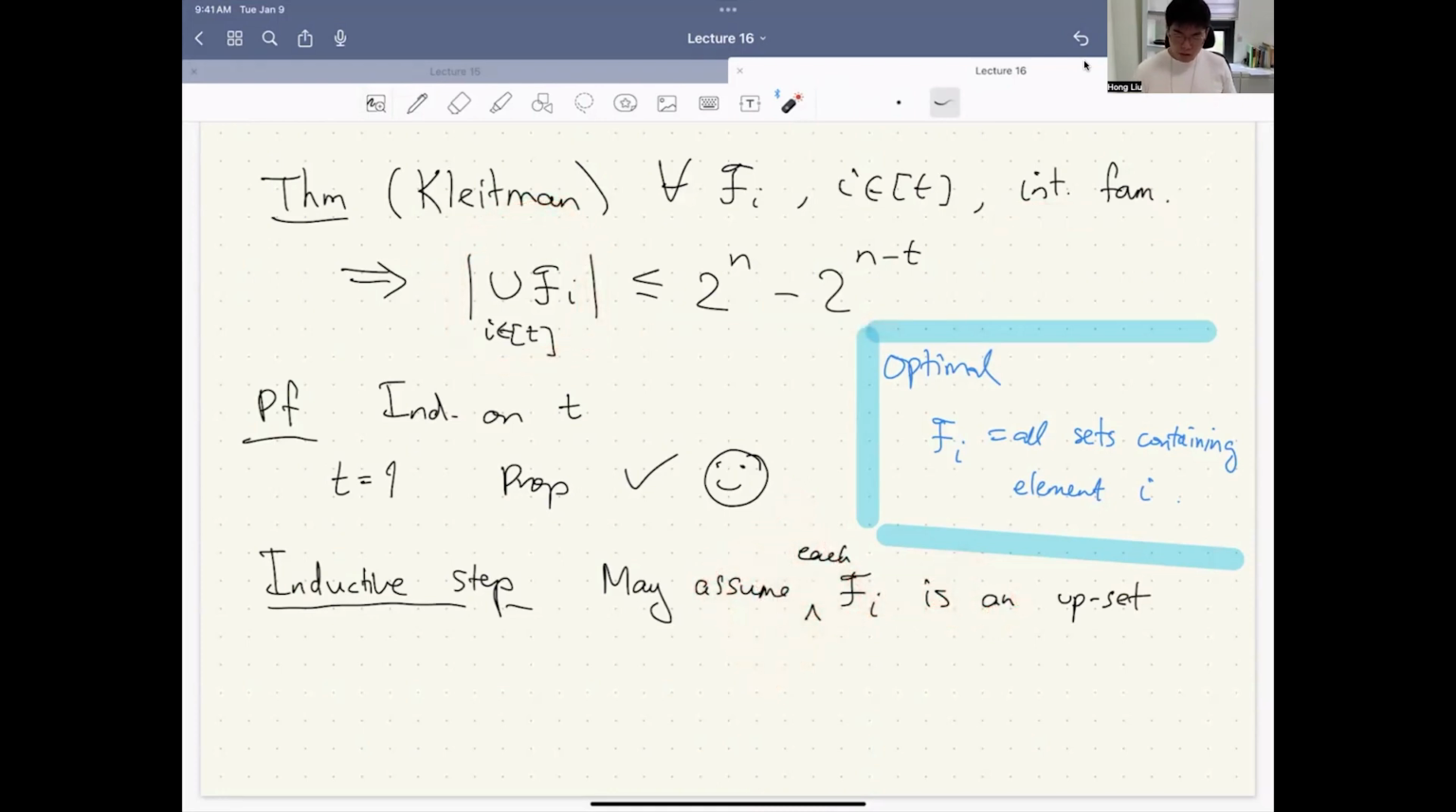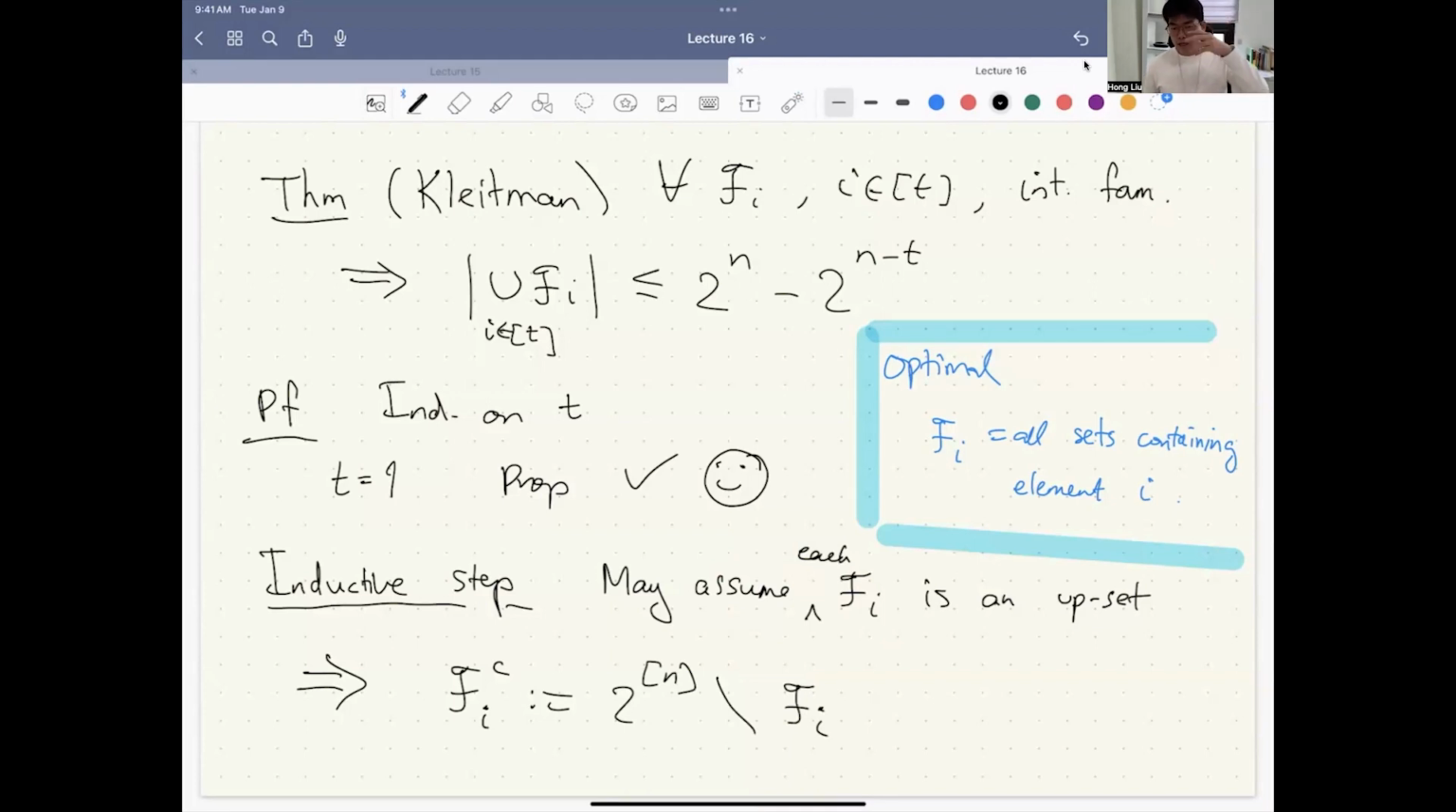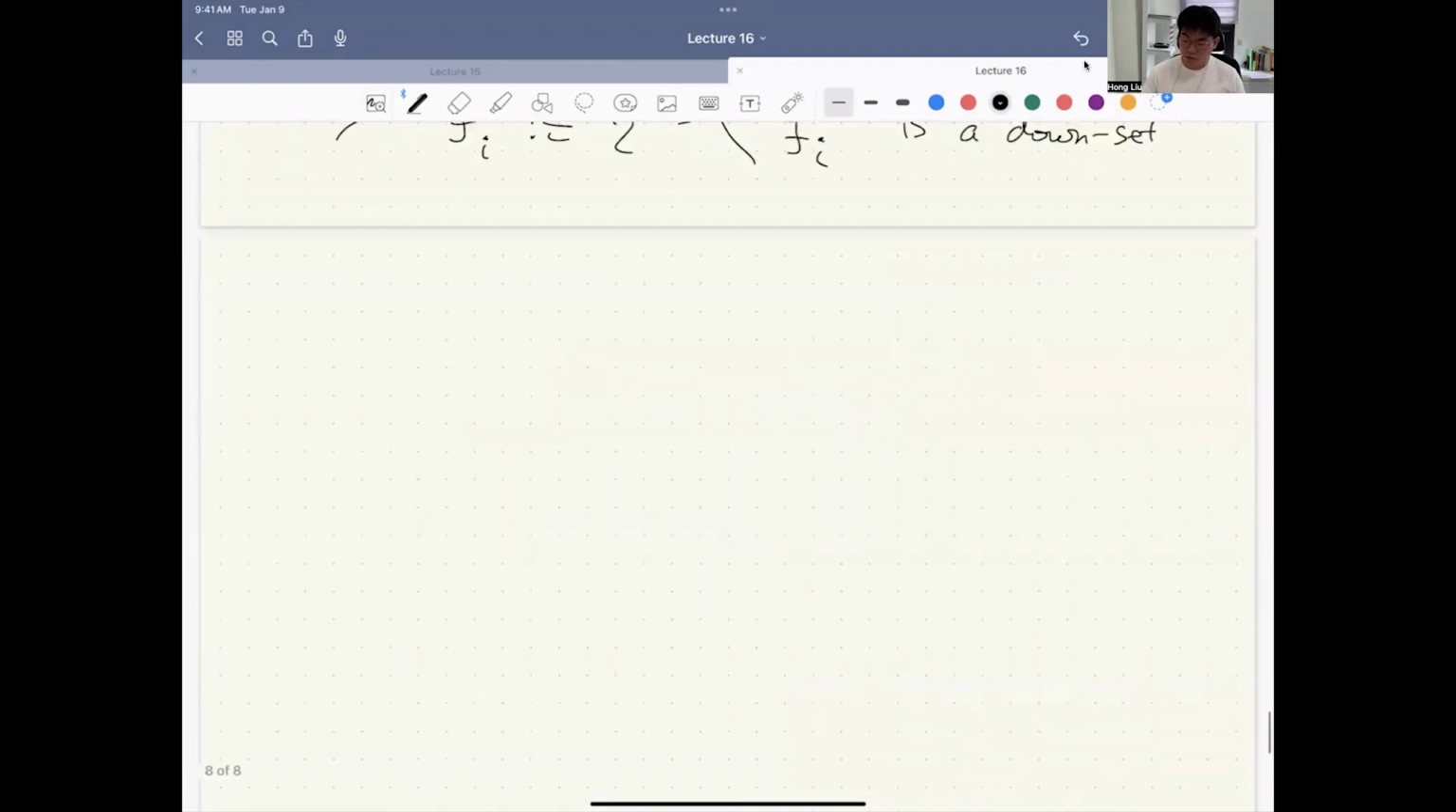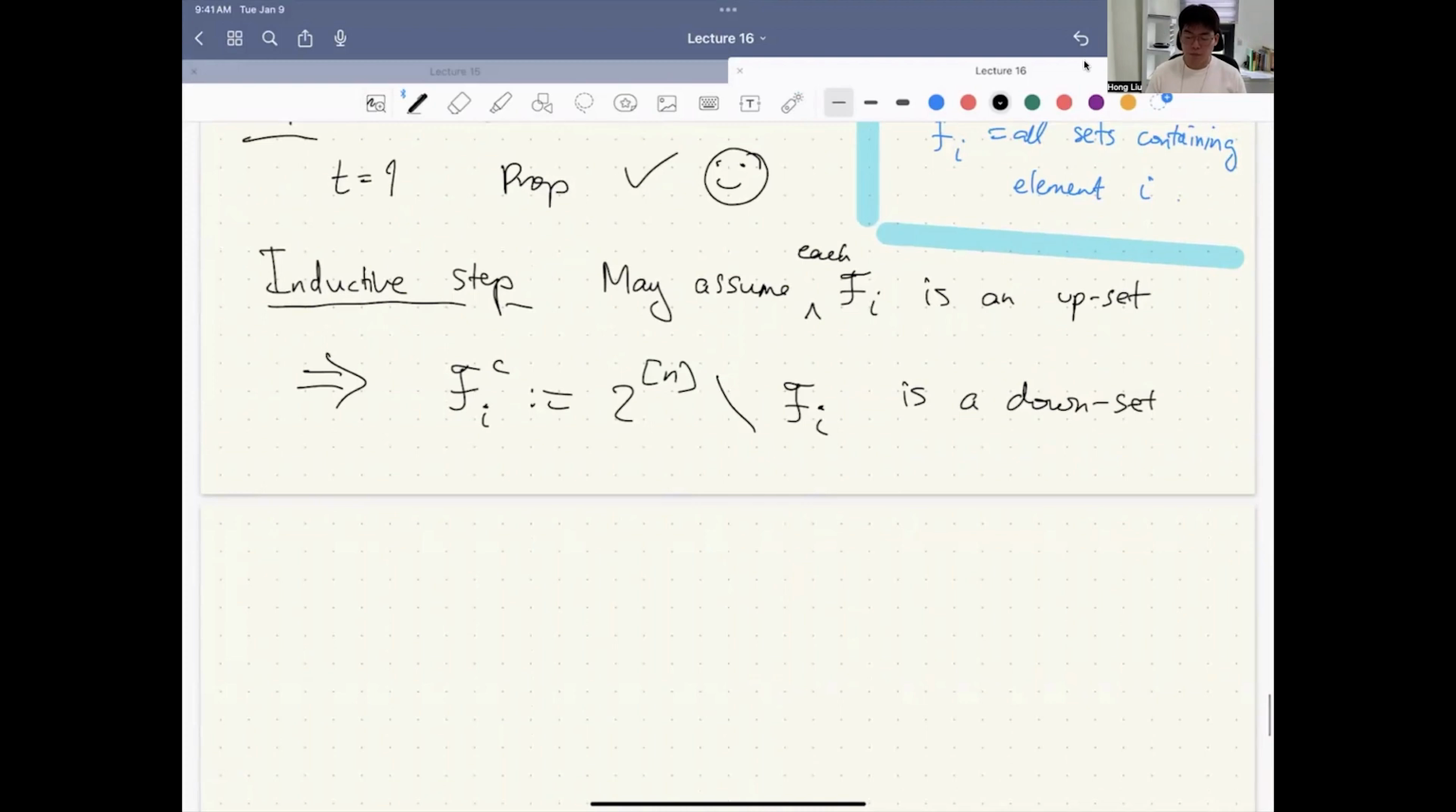Assuming this will imply what? This will imply its complementary family, which I define to be 2 to the n minus Fi, means whichever set is not appearing in Fi, I put it in FiC, the complementary family. It's a downset. If this is not clear, try to prove it yourself. It should be clear. Good. Now, this is a downset.